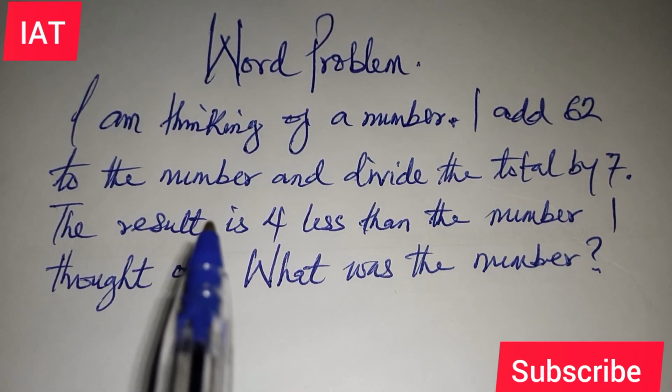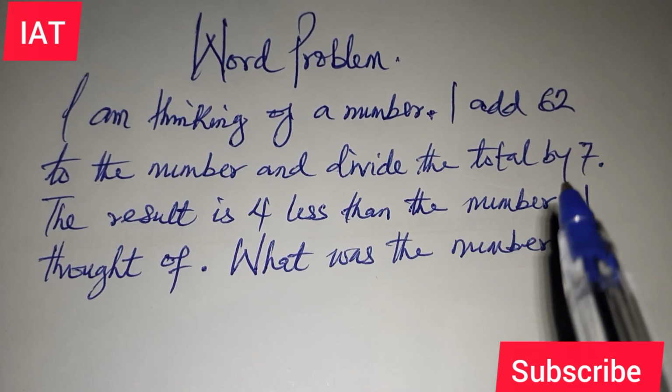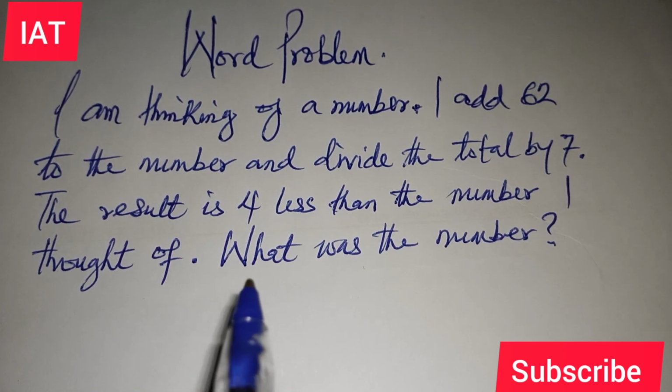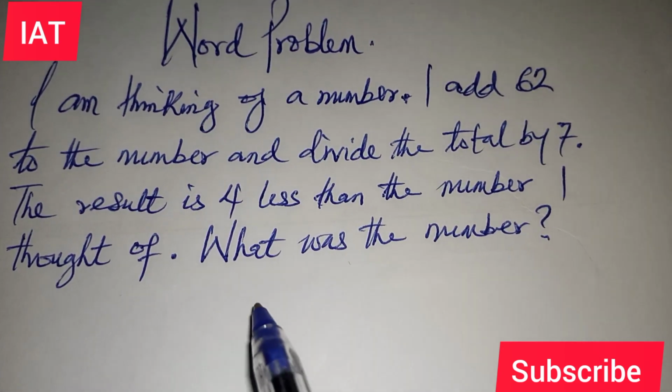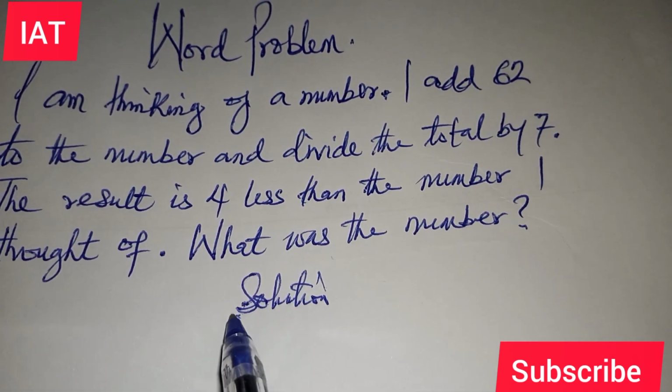Here is a word problem. I am thinking of a number. I add 62 to the number and divide the total by 7. The result is 4 less than the number I thought of. What was the number? So let's see how we can interpret this word problem and bring out a reasonable solution from it.